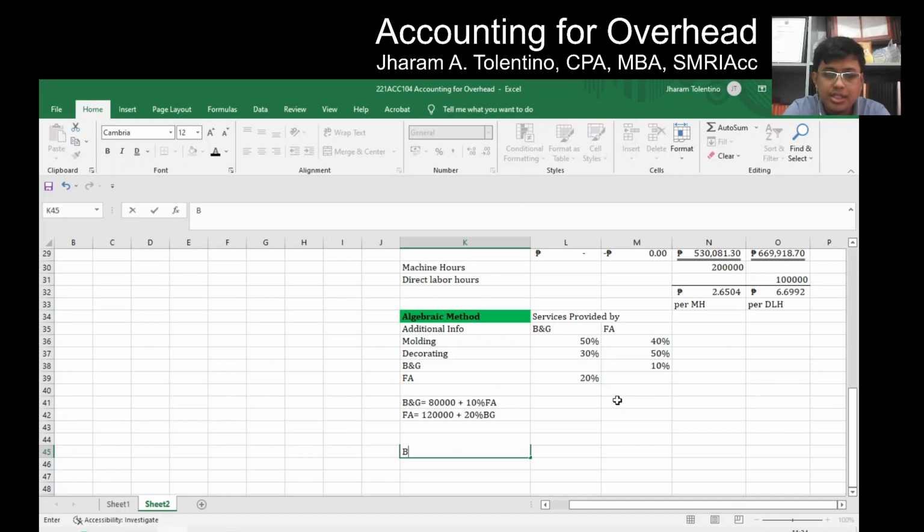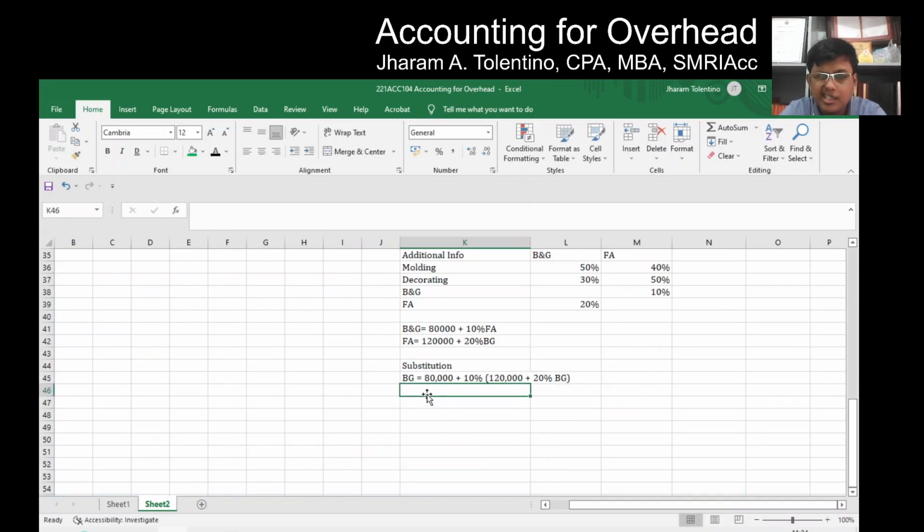So, we have BNG. So, BNG or BG na lang is equal to 80,000 plus 10% of FA. Ngayon, alam mo na ba yung FA? Yes. That's FA is 120,000 plus 20% of BG. Yan. Pwede na pala.